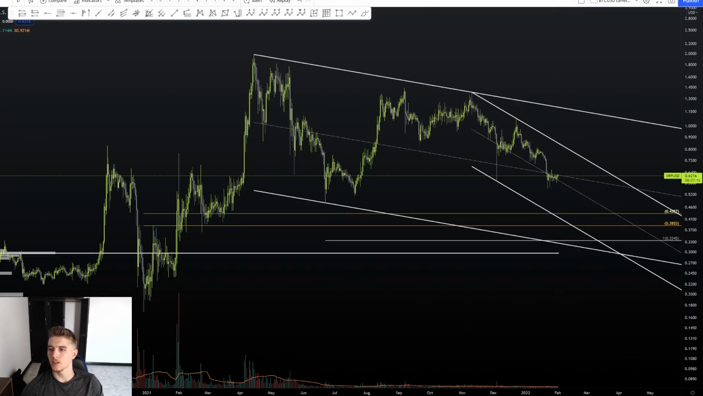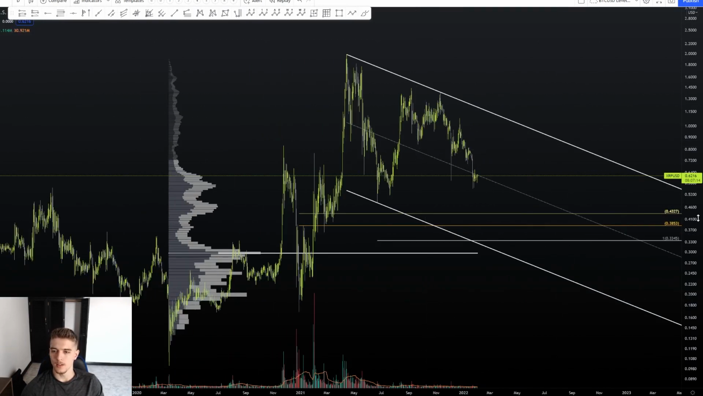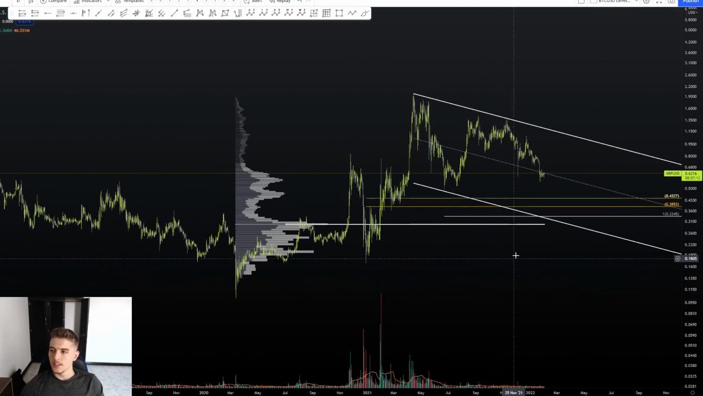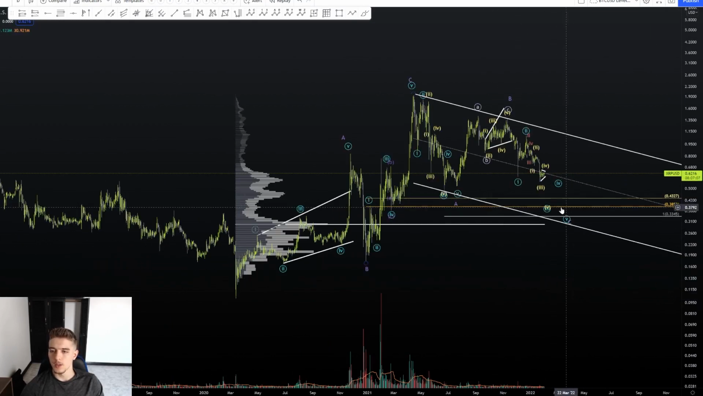Let's hide this channel for now. Zoom out a little bit. And assuming that the zigzag count is correct, so assuming this count right here is correct, then some potential targets we could be looking out for would be, first of all, this golden pocket based on log scale. Pulled from this bottom right here all the way to this top right here.